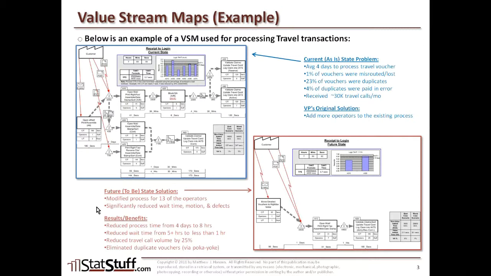And we reduced the travel call volume, which was about 30,000 calls a month, by 25%, as well as we eliminated the ability of getting any duplicate vouchers. In other words, we implemented a poka-yoke into the process to help prevent duplicate vouchers from being received. So overall, by mapping out the value stream map in this before, or the as-is state and the to-be state, we could see the overall impact and experience huge results out of this new process that was designed, and we're able to make the process much more efficient without having to add more bodies to gain that efficiency.